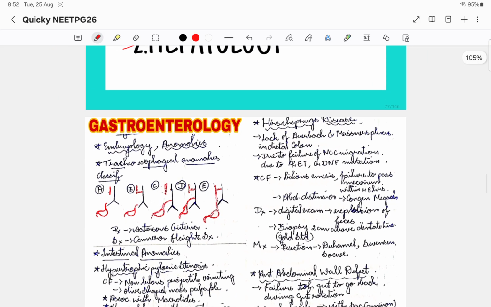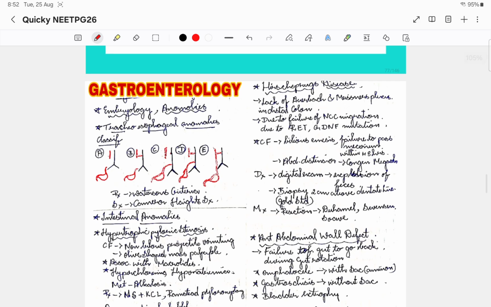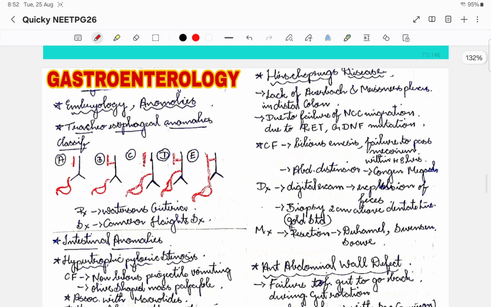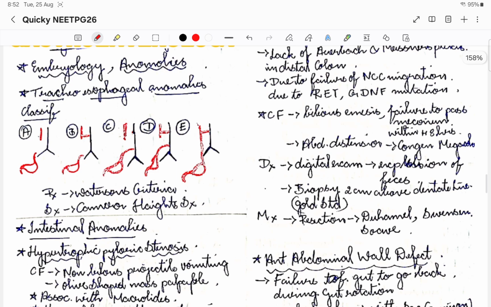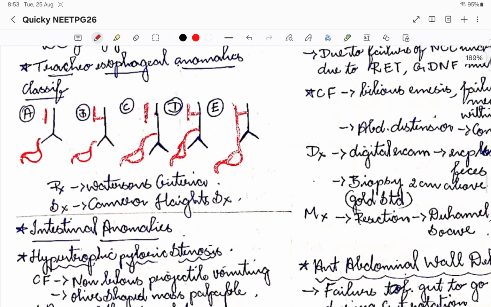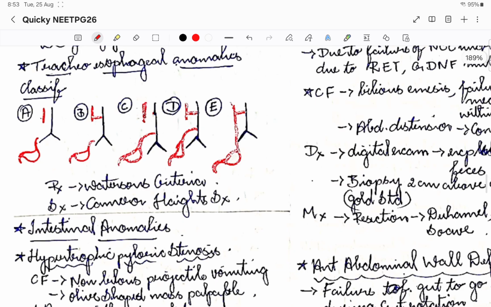Then we'll move on to the anatomy and physiology of gastroenterology. Then we'll go on to the medicine and surgical part of gastroenterology. So to begin with, embryology and the anomalies. Tracheoesophageal anomalies have been of examiners' interest nowadays. So let us see what it is and what the classifications are.